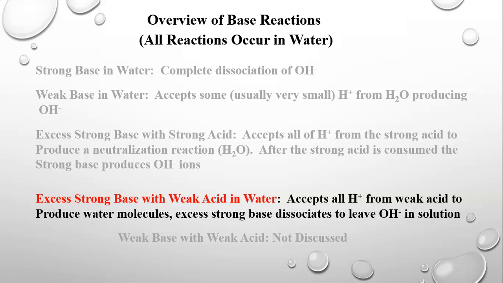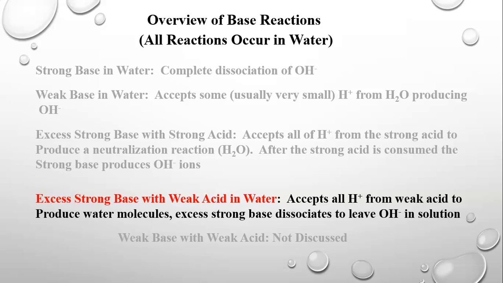Okay, now we'll look at excess strong base with weak acid in water. So the strong base accepts all of the H plus protons from the weak acid to produce water molecules. Then the excess strong base, after the acid has run out, dissociates to leave hydroxide ions in solution. In other words, the strong base with weak acid behaves exactly the same way as the strong base with strong acid.